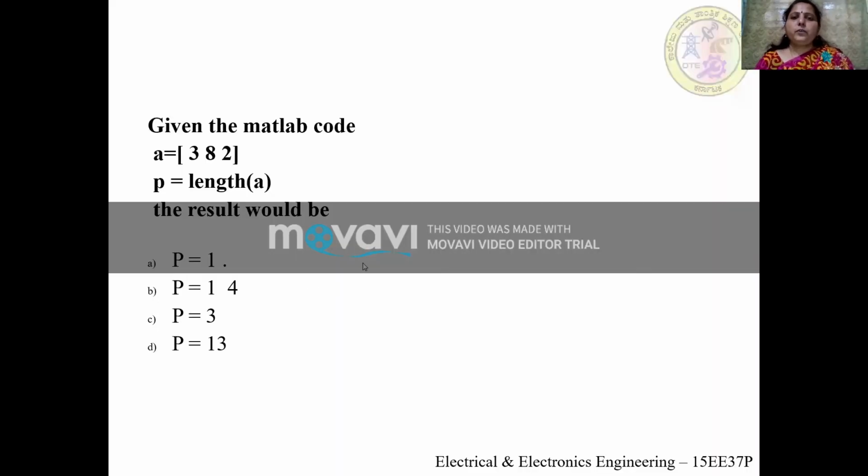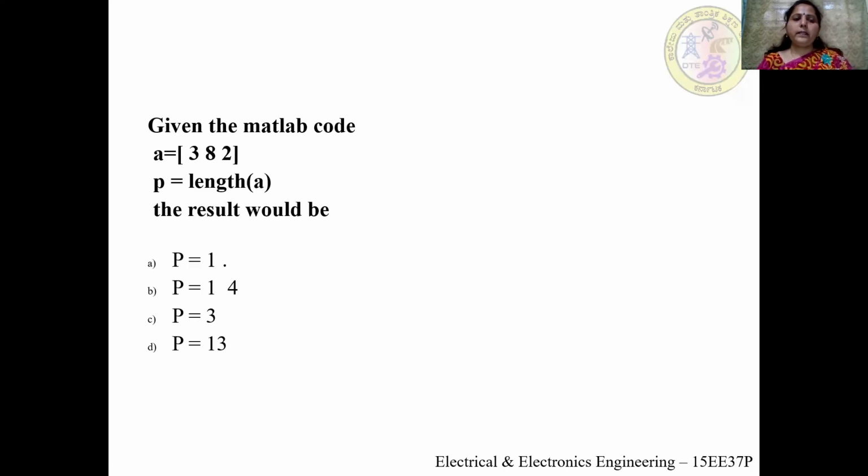Now we shall see a question on Matlab code. So given the Matlab code, A is equal to 382, P is equal to length of A, the result would be. So you are having 4 choices. So which is the correct answer?